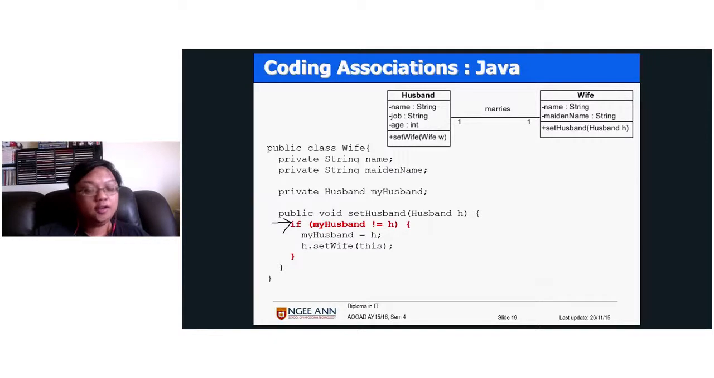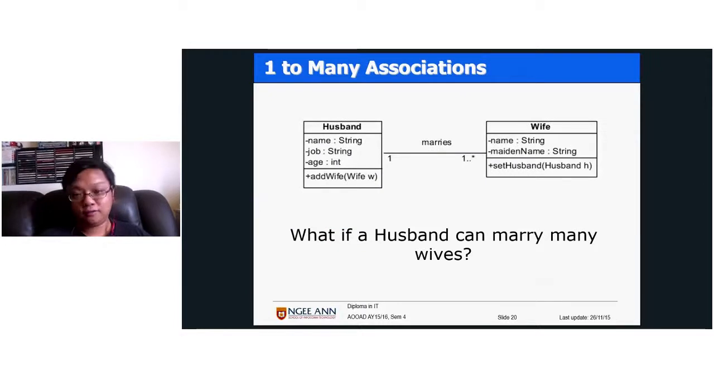Okay, so here is one question that I'm sure has come into everybody's mind, right? What if a husband can marry many wives? Everybody knows, is thinking about it. That is very, very simple. Okay, instead of having a set wife, you have an add wife.